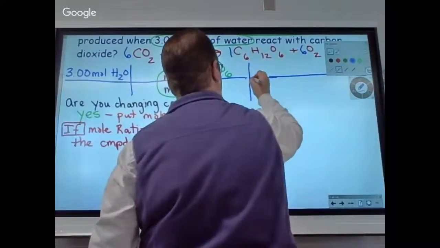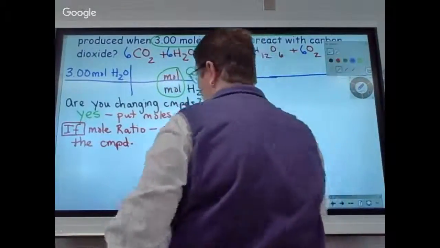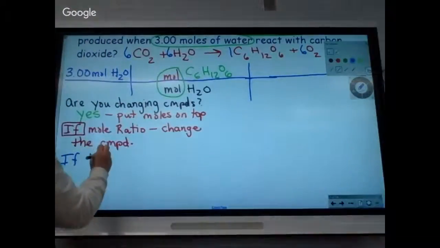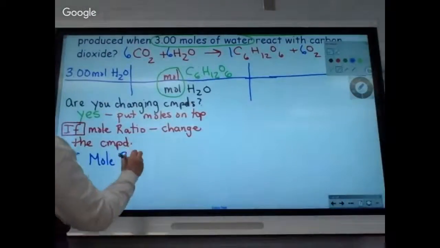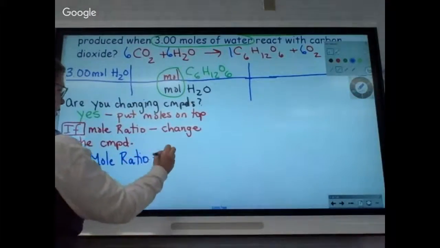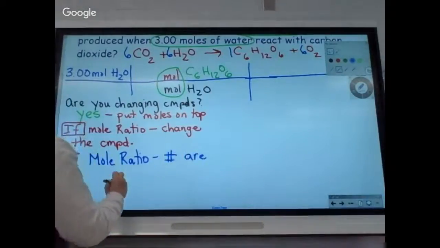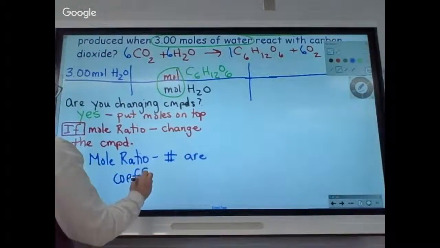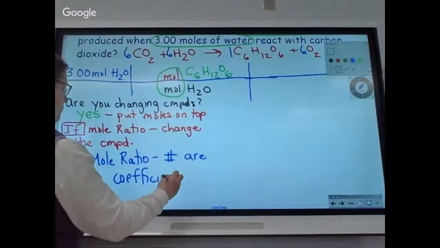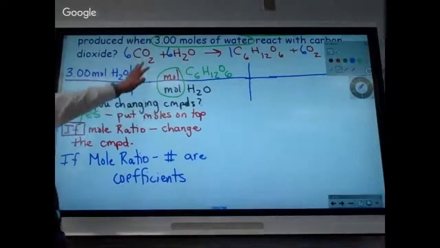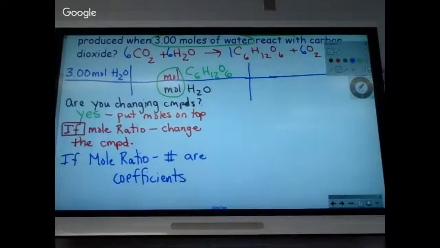We'll come back and put the numbers in. All right, I can do it now. It's not an issue. If it's a mole ratio, the numbers come from where? Numbers are coefficients. So are these numbers going to be coefficients? Yes, because you said it was a mole ratio. So what number is in front of glucose? What number is in front of water?